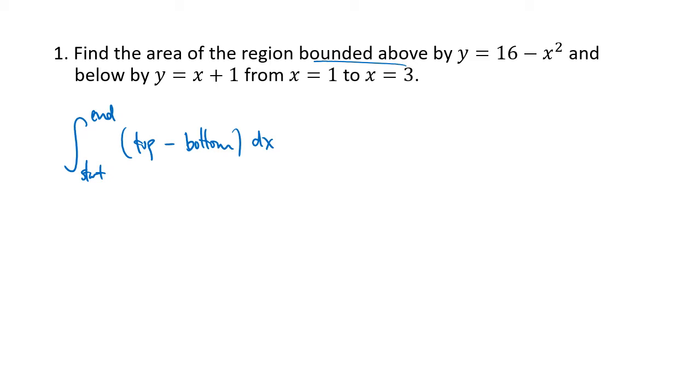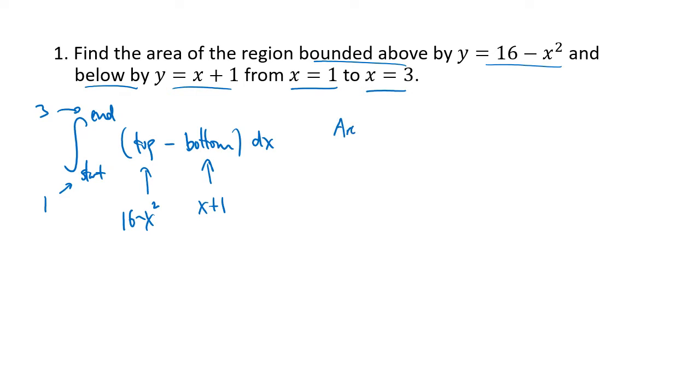But in this one, they actually give us all of that information. We're told that it's bounded above by 16 minus x squared, so my top function is going to be 16 minus x squared. Bounded below by y equals x plus 1, so my bottom function is going to be x plus 1. And then from x equals 1 to x equals 3, so my start value is going to be 1, and my end value is going to be 3.